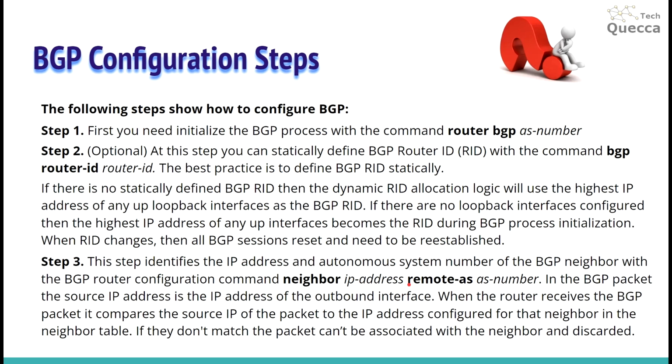In the BGP packet, the source IP address is the IP address of the outbound interface. When the router receives the BGP packet, it compares the source IP address of the packet to the IP address configured for that neighbor in the neighbor table. If they don't match, the packet cannot be associated with the neighbor and is discarded.